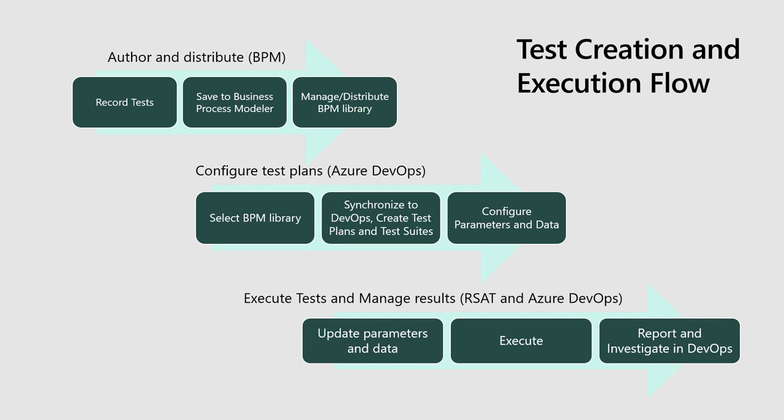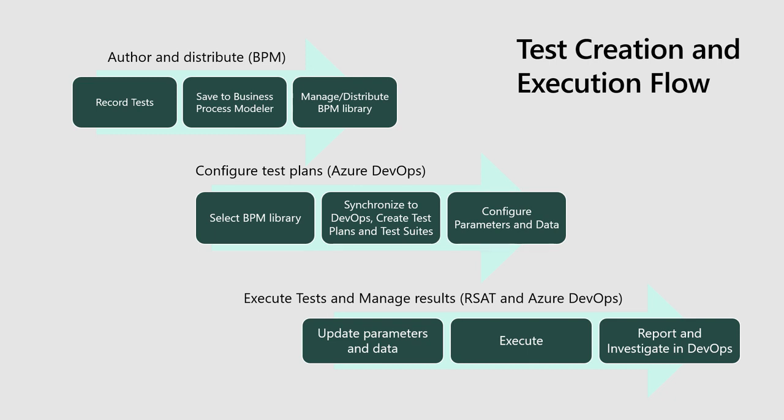Here's a little bit about the flow. You use BPM to author and distribute your test cases. BPM is an optional tool here. It's mostly useful for partners or for large organizations. It's really the vehicle to distribute your test cases. So you do the recordings, you save them in BPM, and you use BPM to distribute them.